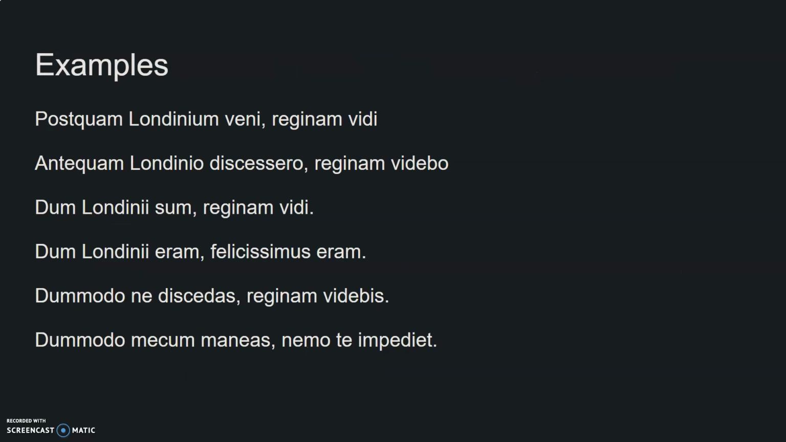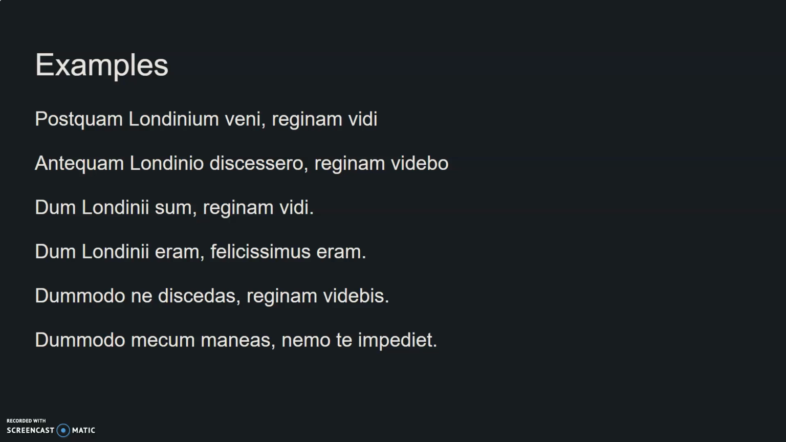So, once again, anytime you're doing any of these types of subordinate clauses, start with the main clause, then go to the subordinate clause to help you kind of figure out what's going on. So, postquam Londinium veni, reginam vidi. So if we go to reginam vidi, right, I saw the queen. Postquam, we looked at postquam meaning later than, or literally later than, but just after. After I came to London, I saw the queen, right? Not that complicated. Sequence of tenses makes sense. Just translate literally. Not so hard.